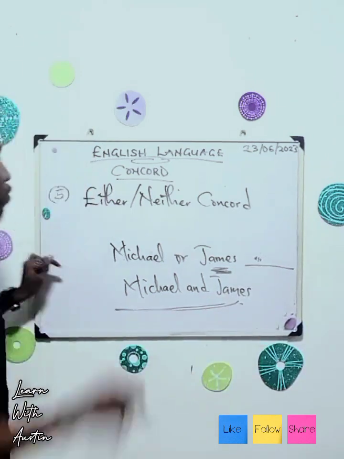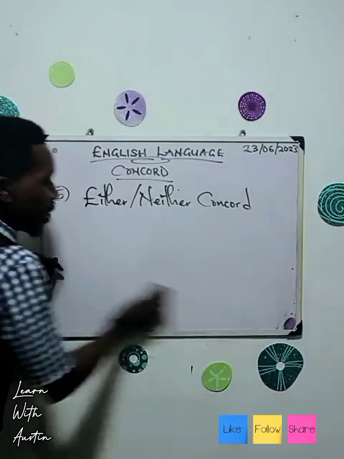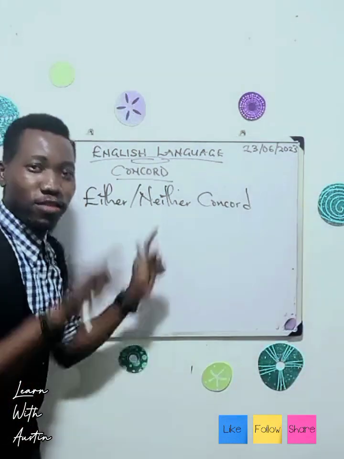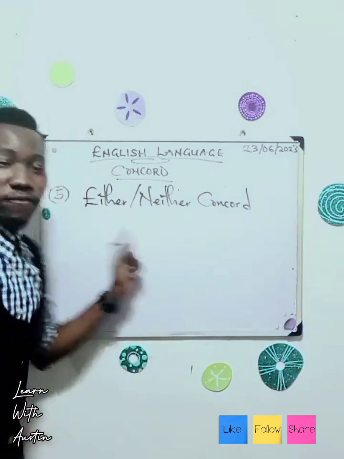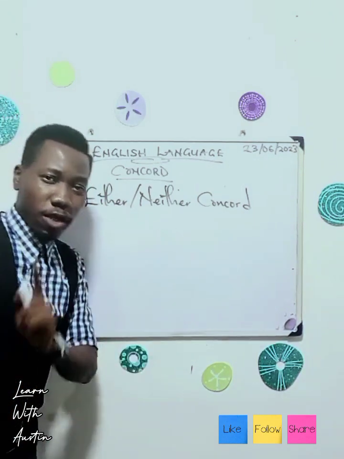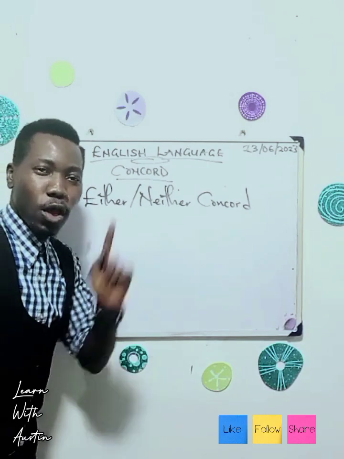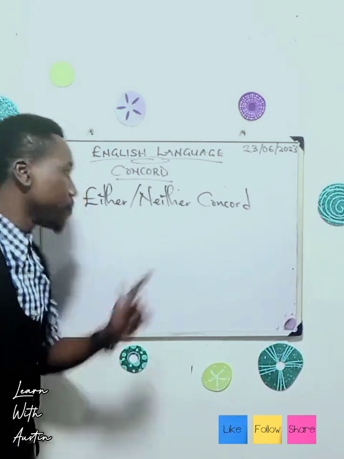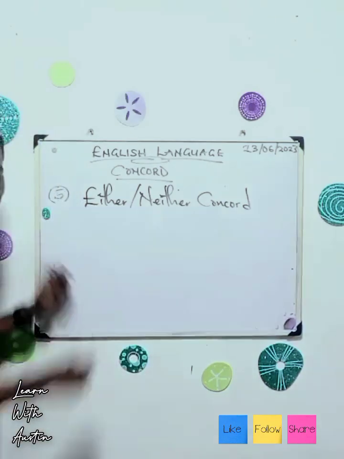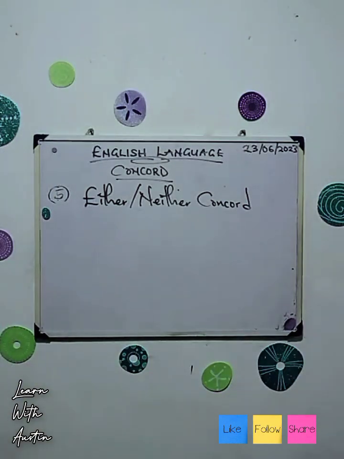So now, when it comes to either or neither Concord, either means one of, neither means none of, all right? So your verb coming after, since it is one of, is just like the one of Concord. We talked about the one of Concord. One of Concord is also a singular verb, all right? So in this case, you're having the singular verb also. Example. Just an example.